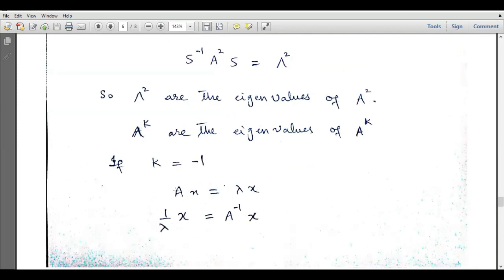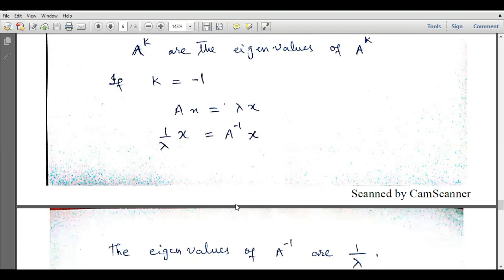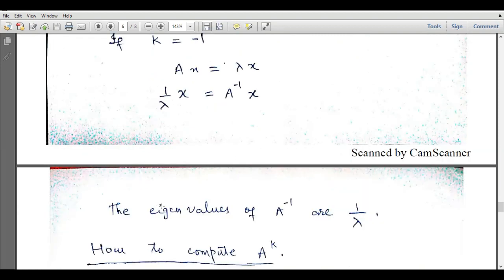-1, then in that case Ax will be equal to lambda x, so 1 by lambda x will be equal to A inverse x. So the eigenvalues of A inverse are equal to 1 over lambda. So the lambda values will also be inverted, or the reciprocal of lambda will be the eigenvalue of the A inverse matrix. So the eigenvalues of A inverse are 1 over lambda.